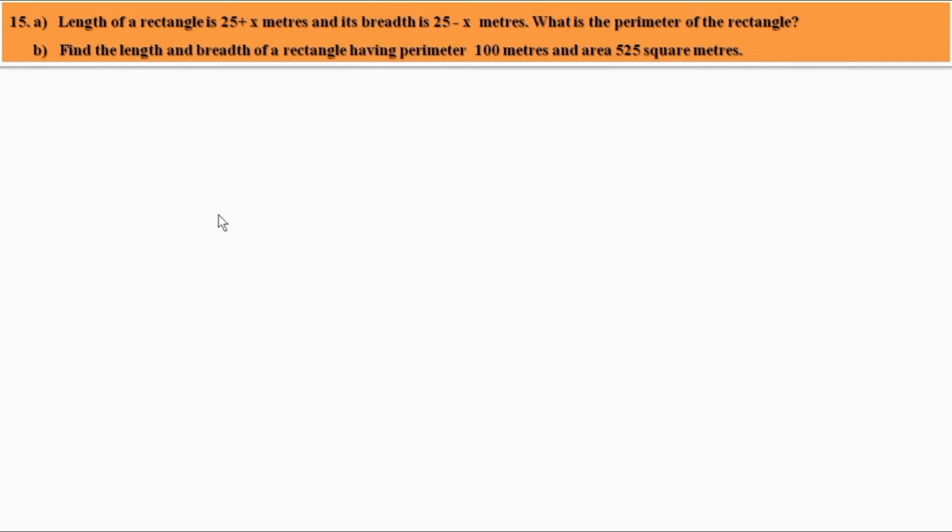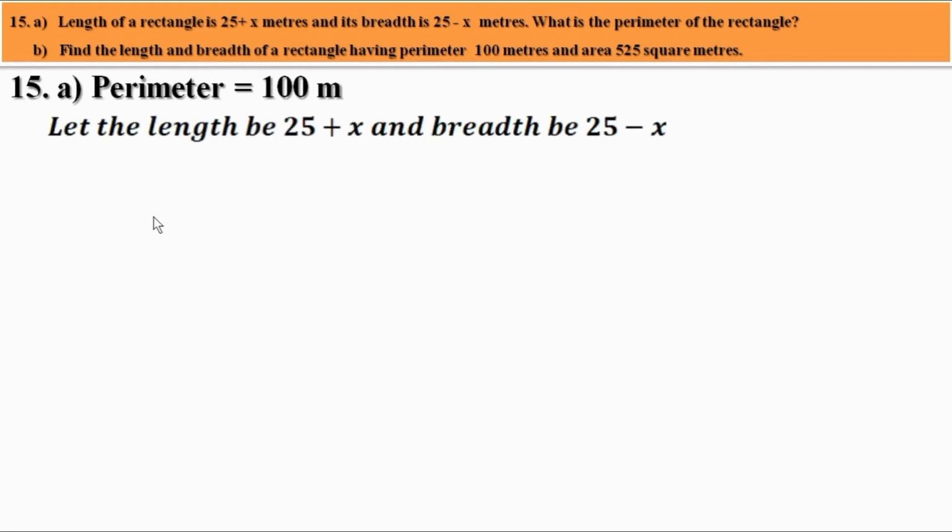Now we have to find the length and breadth of a rectangle having perimeter 100 meters and area 525 square meters. Given that perimeter equal to 100 meter, we have seen in the previous part that if perimeter is 100, we can take length as 25 plus x and breadth as 25 minus x. So let the length be 25 plus x and breadth be 25 minus x. Given that area is 525, area means length into breadth. Therefore 25 plus x into 25 minus x equal to 525.